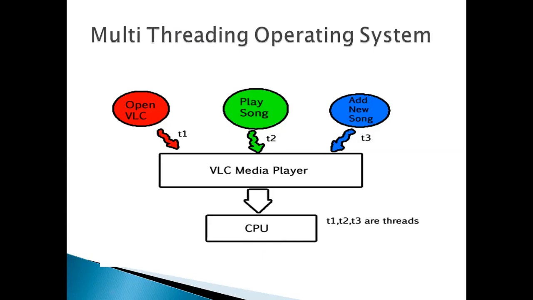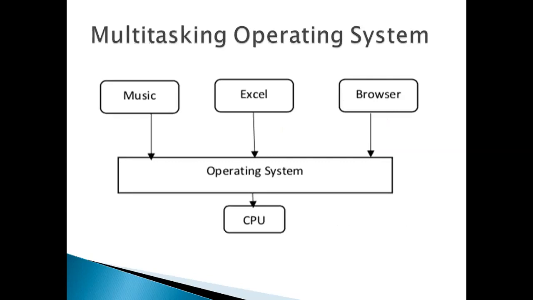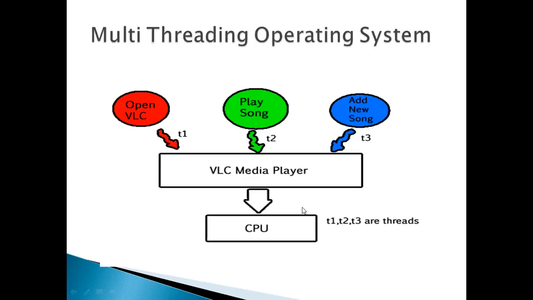Now, what is the difference between multitasking and multi-threading? Here I have shown you this diagram in which programs are different. Listening to music is a different program. Opening Excel is a different program. Browsing the internet is a different program. But here the program is only one, that is VLC media player. And the work you are doing on that program is called threads. Those threads are different. So we call it a multi-threaded operating system.